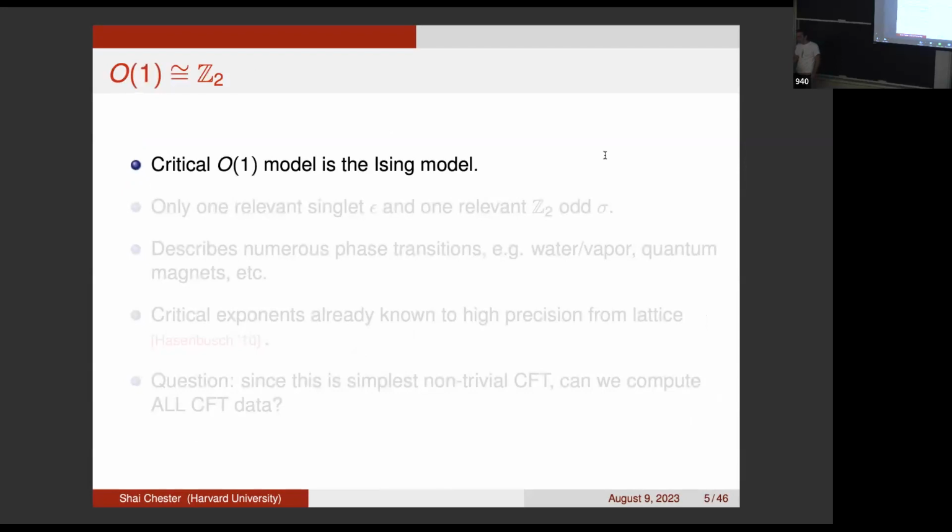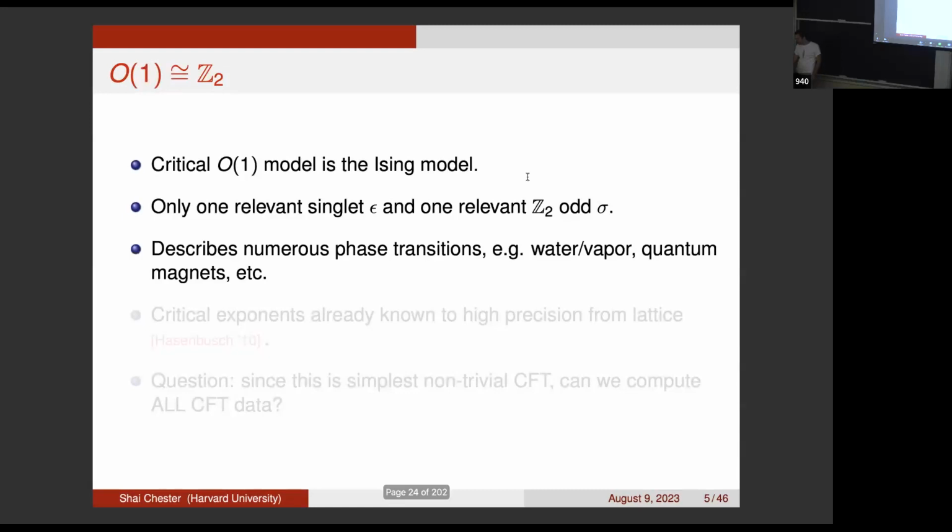Okay, so we can start with the simplest example of this class of theories, which is when N = 1. That's just the Ising model, because the global symmetry is Z2. So the relevant operators: there's one relevant Z2-even and one relevant Z2-odd. We call them epsilon and sigma. This, of course, has many experimental applications: it describes phase transitions between water and vapor, quantum magnets, etc. Even bird flocks, as I just described, by the Z2 model. So this is a famous model.